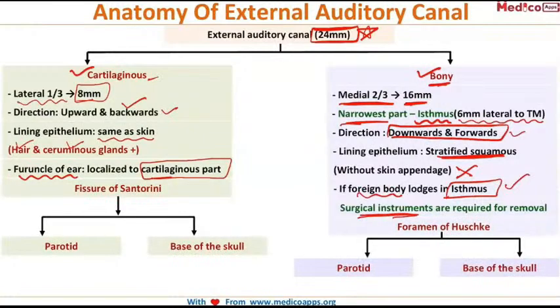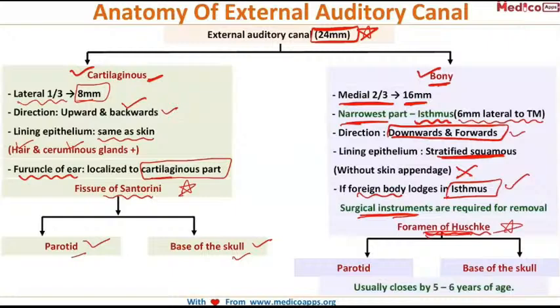Now, two important points we are looking at are fissure of Santorini and foramen of Huschke. Fissure of Santorini connects the cartilaginous part to the parotid and the base of the skull, and the bony part is connected via the foramen of Huschke. Please remember these two important questions. This foramen of Huschke usually closes by 5 to 6 years of age. Okay. So fissure of Santorini and foramen of Huschke, they connect to the parotid and the base of the skull.